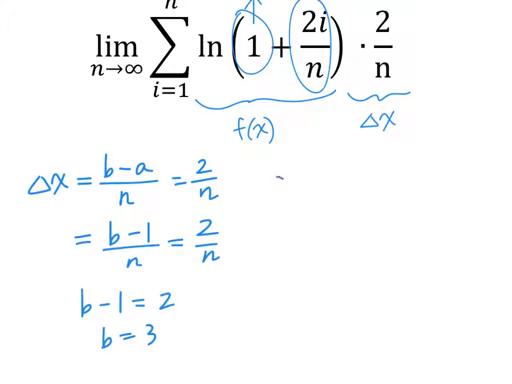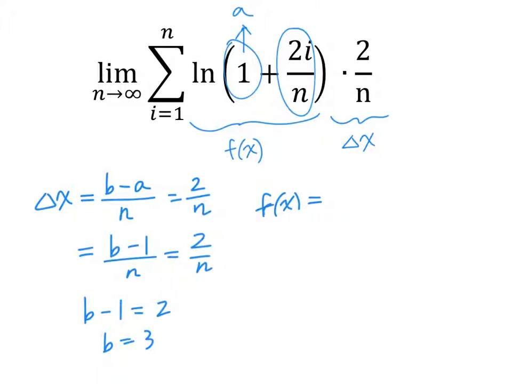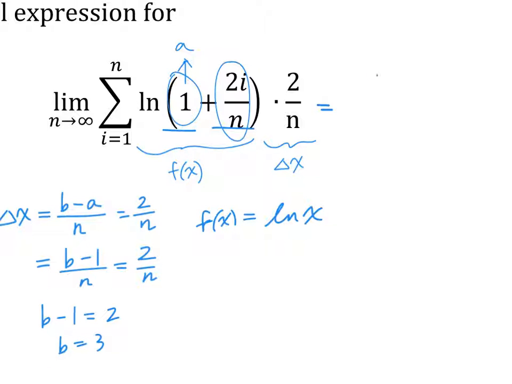The next question is, what is f of x? What do you guys think? Just natural log x. This 1 plus 2i over n is just a plus delta x times i, because i is going to keep increasing, so it really doesn't matter. So to rewrite this as a definite integral, it is just the integral from 1 to 3 of natural log x dx. Don't forget your dx.